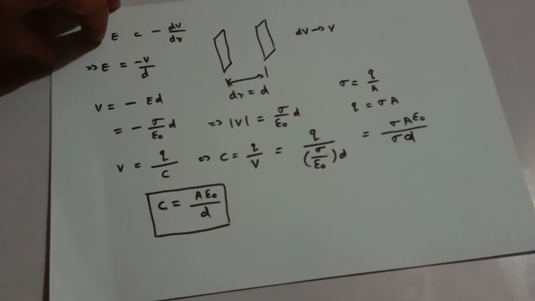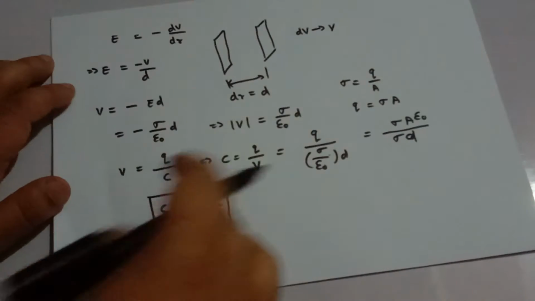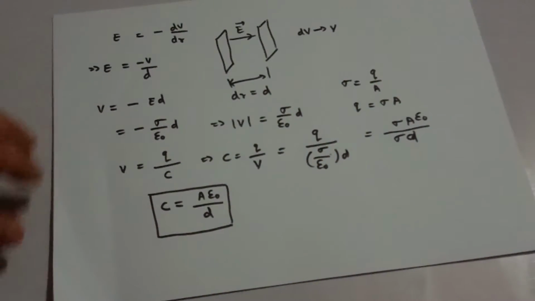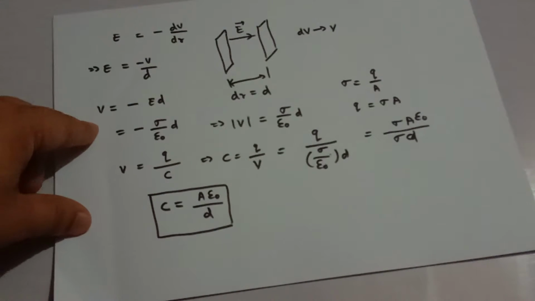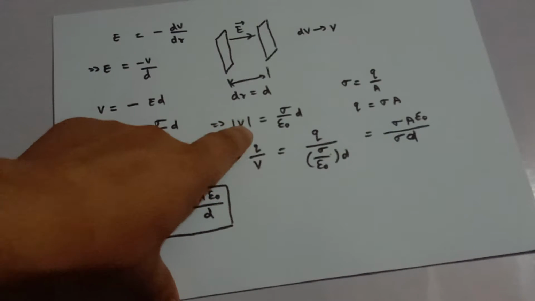So that basically is the capacitance of a parallel plate capacitor, having an electric field, suppose E, which is dV by dr, and then by calculating the value of V, we can find out the value of C, because we know that C is Q upon V.